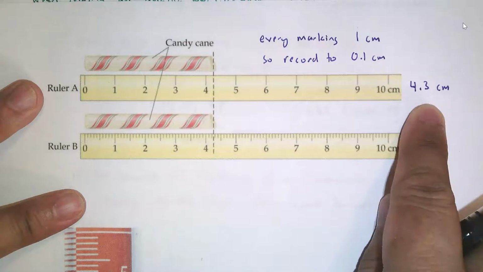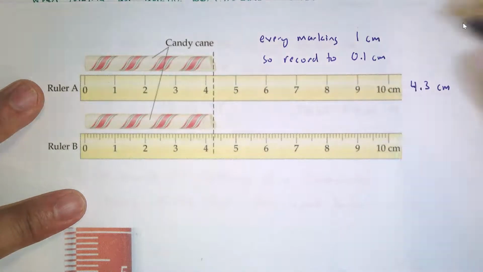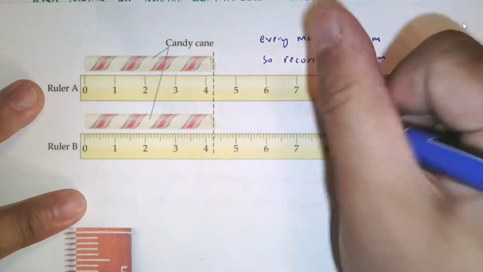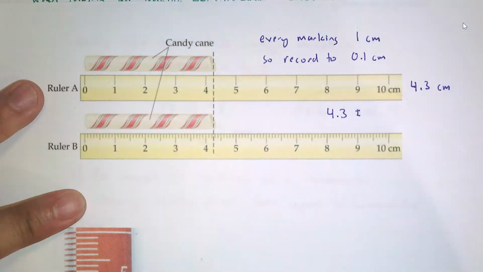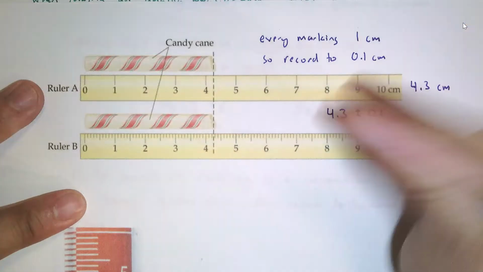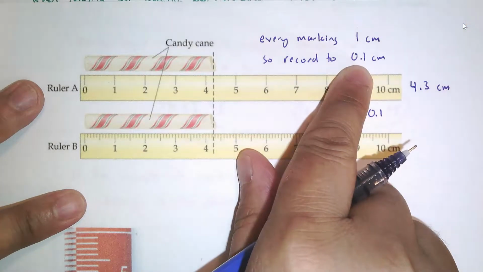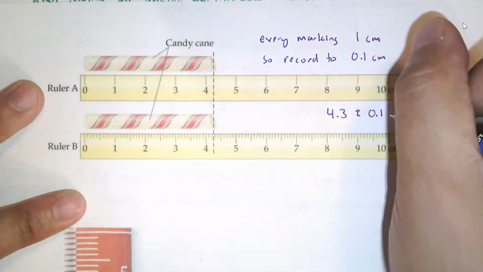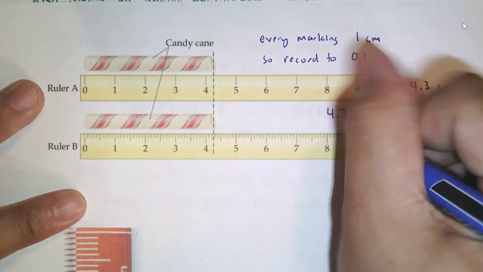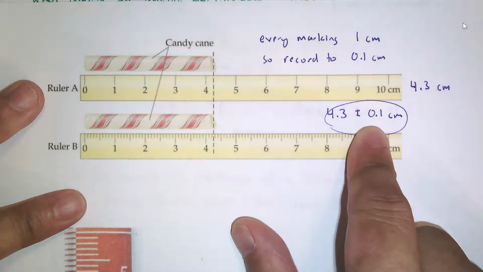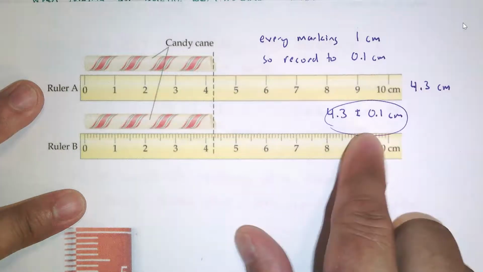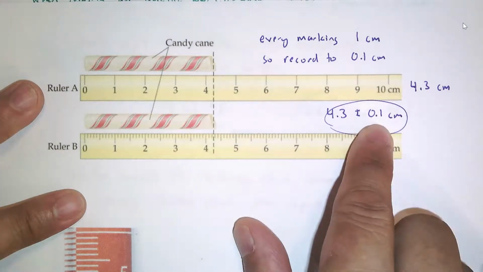If I want to report a range, then what would that range be? It would be 4.3 plus or minus what? Where is the guess? The guess is in the 10th place. And don't forget units. This will tell the reader what kind of measuring device you're using and its accuracy.